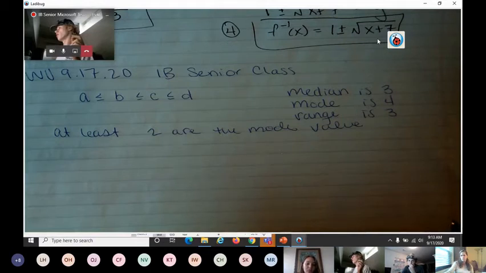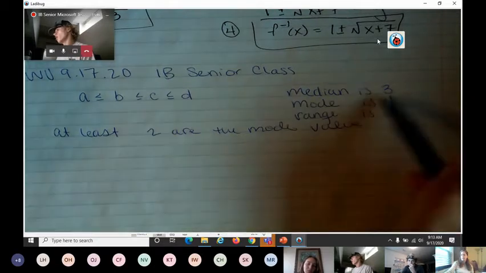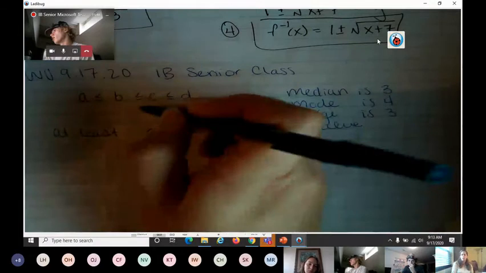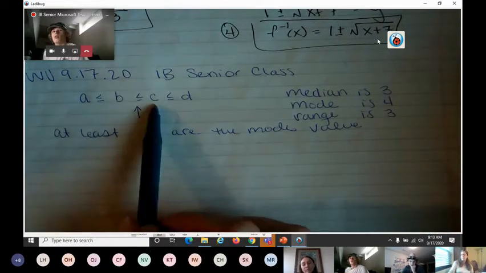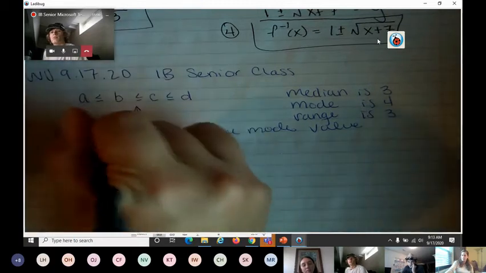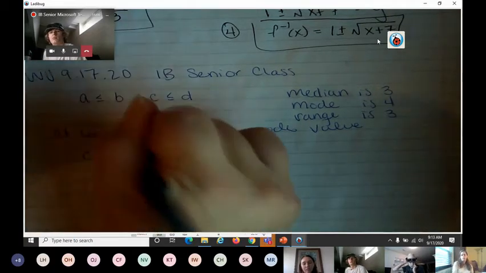So your C has to be bigger than B. Yeah. So your median is right in the middle. So our median should go between B and C. It should be that average, right? Since we have 4 numbers, that means that C and D must be 4.